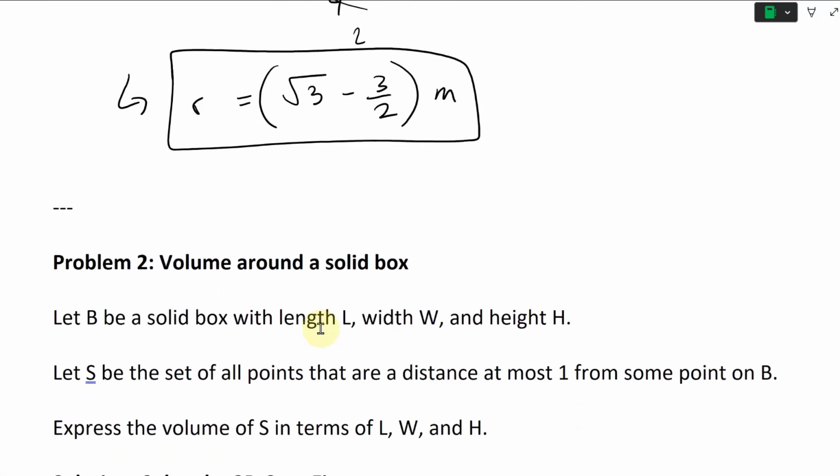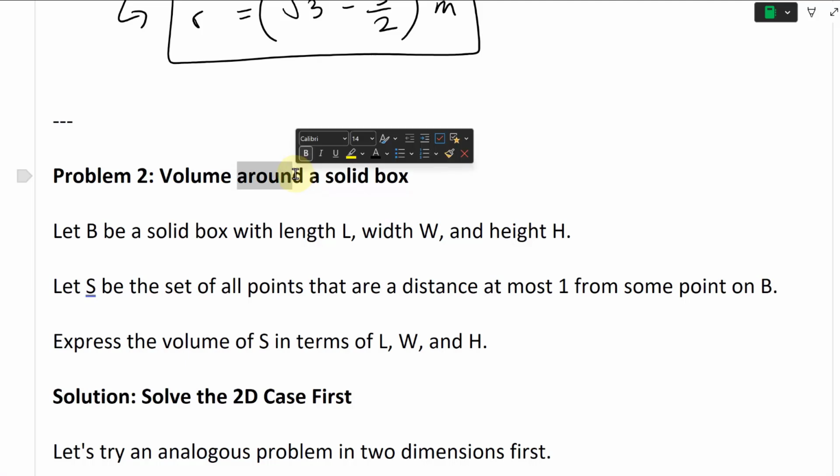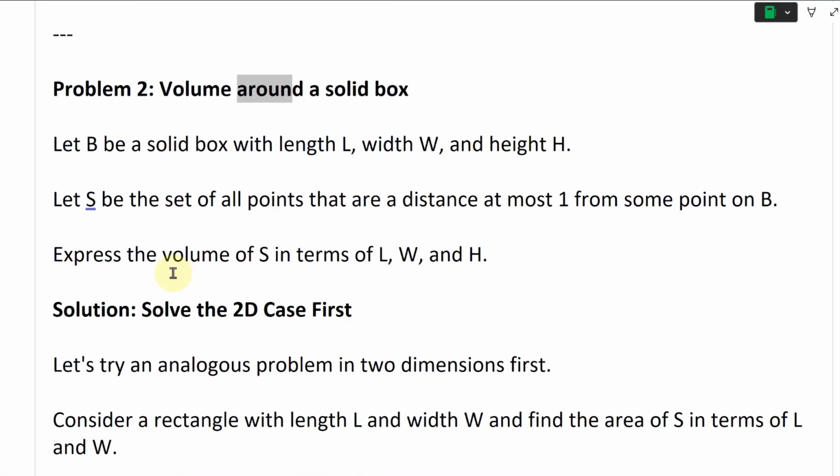Alright, now let's move on and look at problem 2, and this one is finding the volume around a solid box. So it's not the volume of a solid box, but around one, as we'll go over here. Let B be a solid box with length L, width W, and height H. Let S be the set of all points that are distance at most 1 from some point on B. And then we're asked to express the volume of S in terms of L, W, and H.